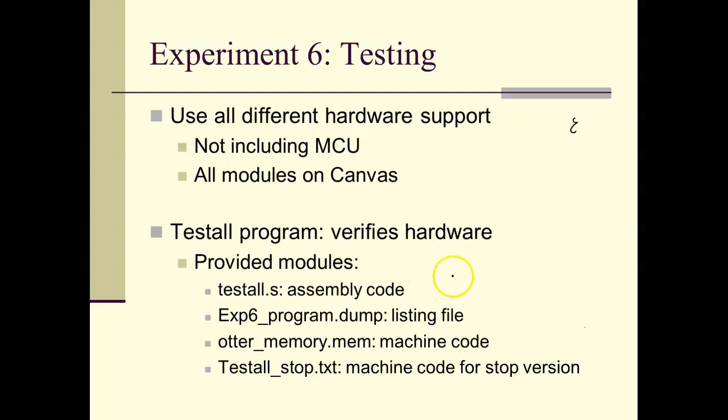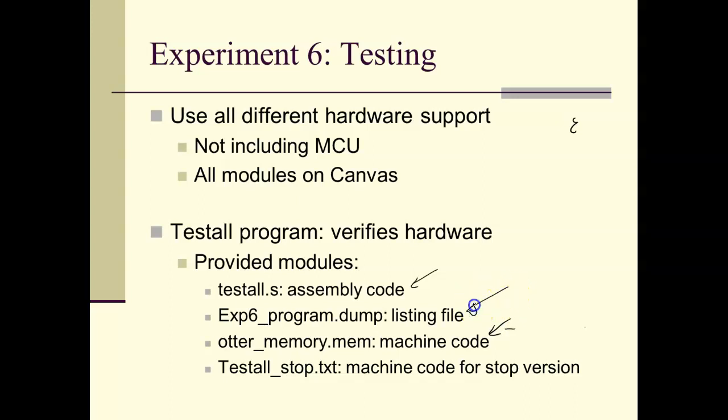And so here's the issue. This is the machine code that you're going to put in your project. This is how it's named on Canvas. This is the assembly code that generated it, and this is a listing file. Now, once again, these are all three on Canvas.